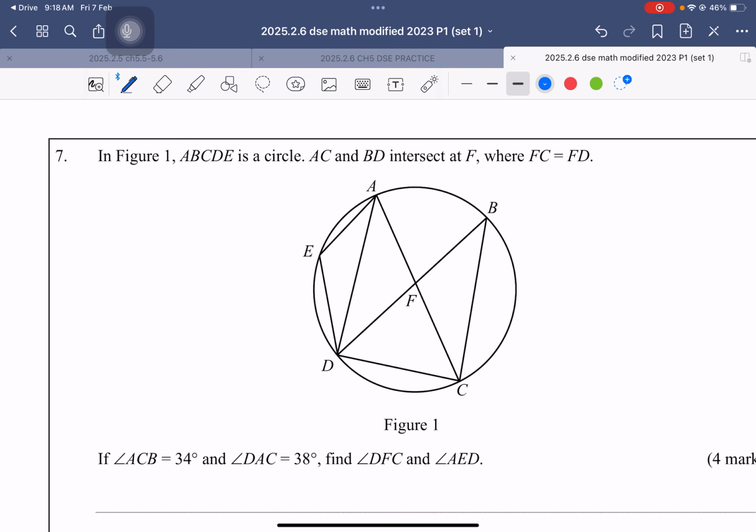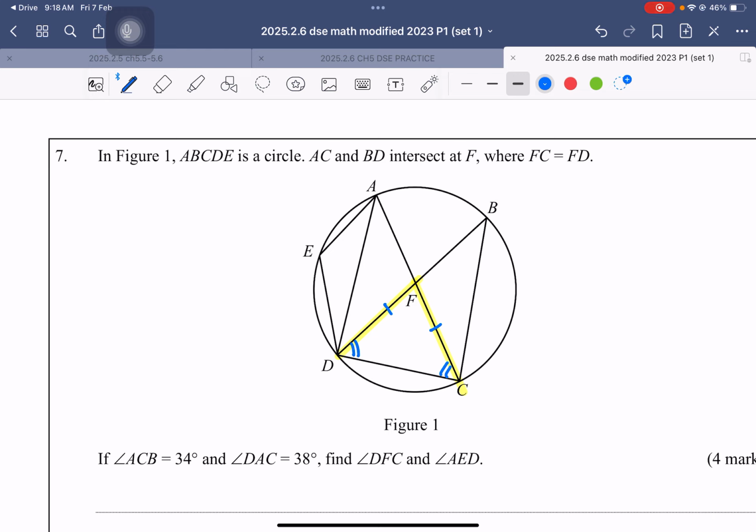So let's read the question first. So I have FC is equal to FD. Where is FC? FC and FD, they are equal. If 2 lines are equal, what does that mean? 2 lines equal means base angles are equal, right? Then these 2 angles must be the same, isn't it? So you can write it down first.